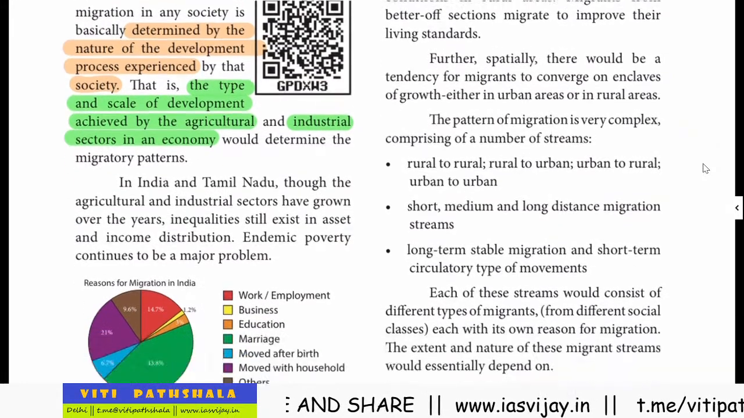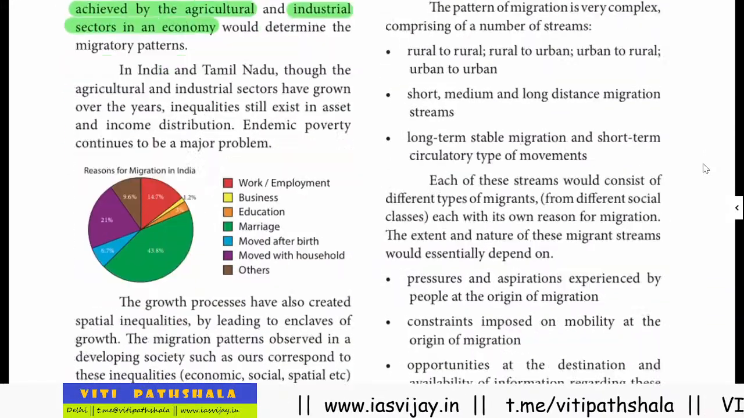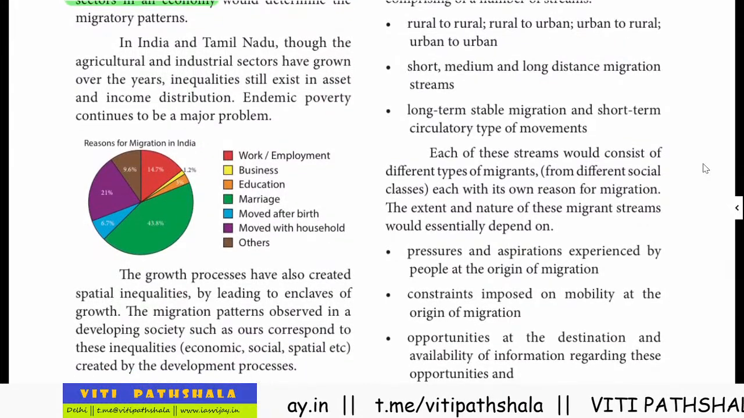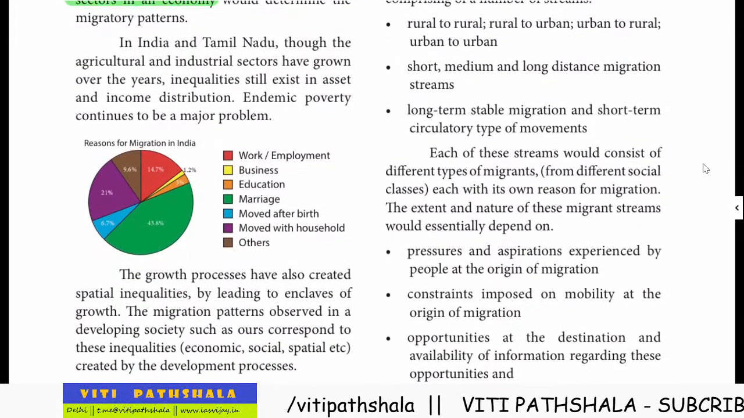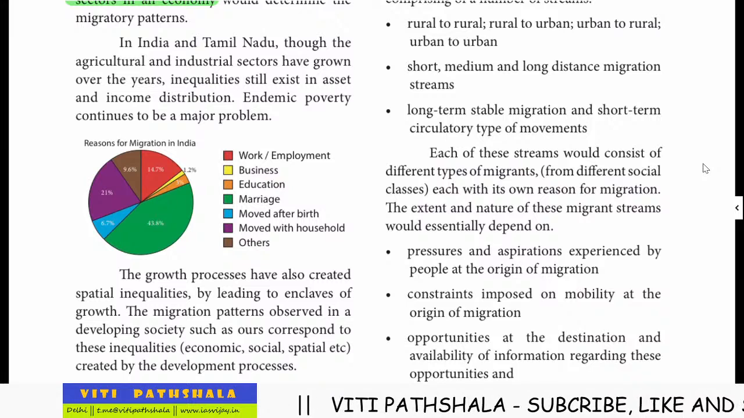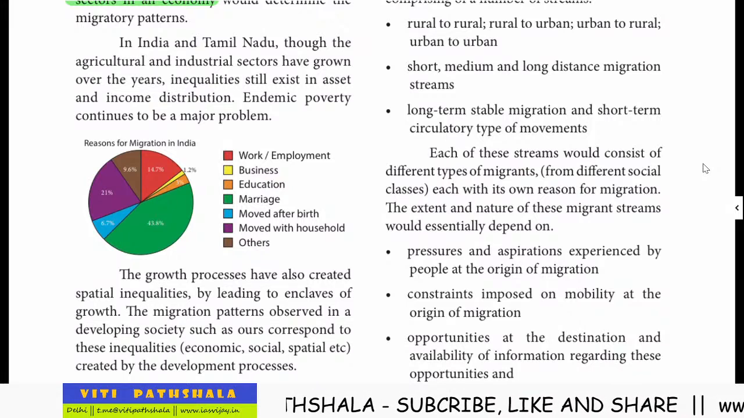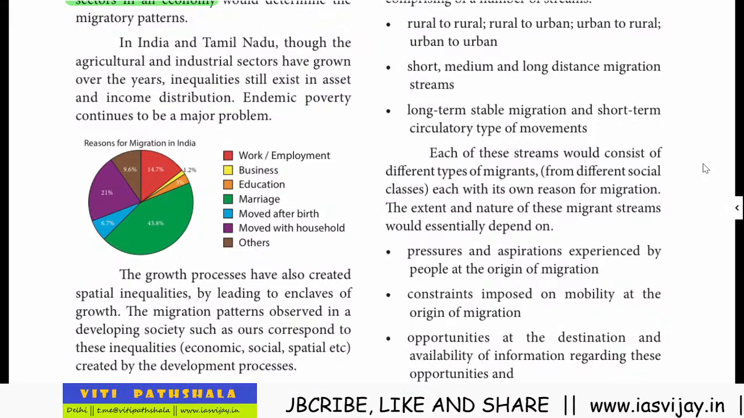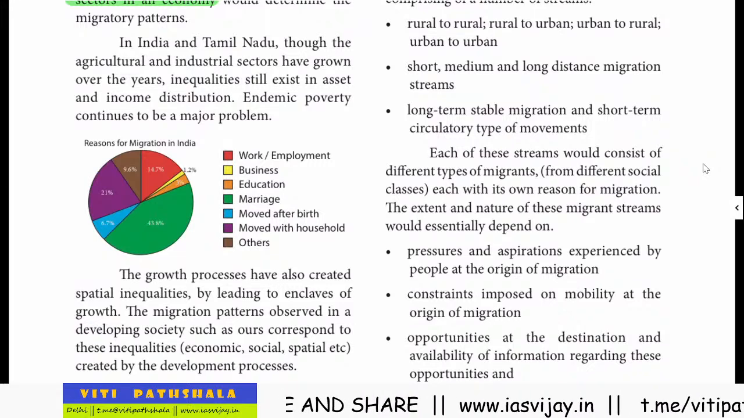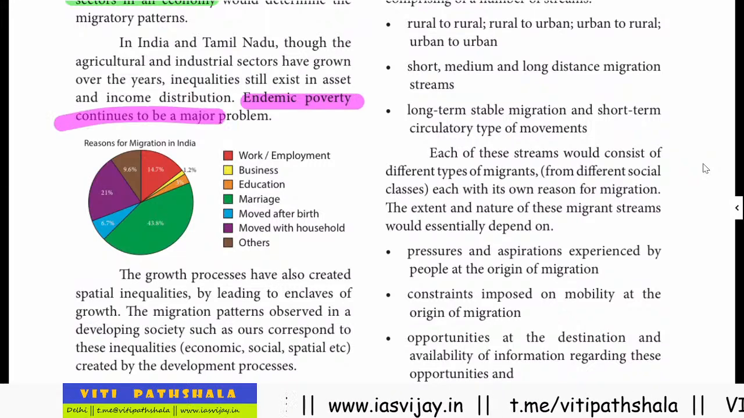In India and Tamil Nadu, though the agriculture and the industrial sectors have grown over the years, inequality still exists in the asset and the income distribution. Endemic poverty continues to be a major problem. So, what is the problem? Endemic poverty.